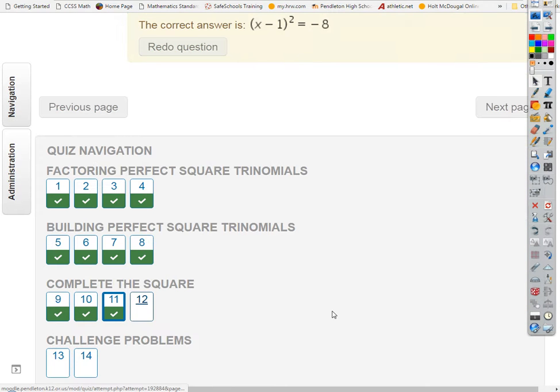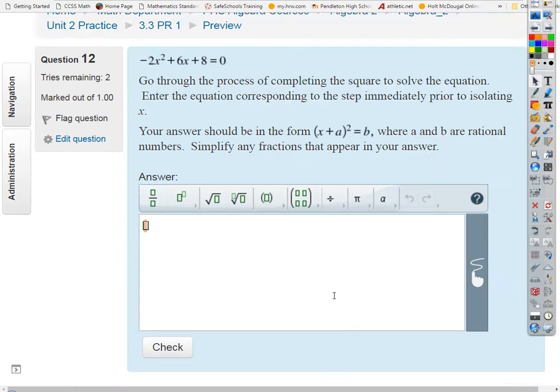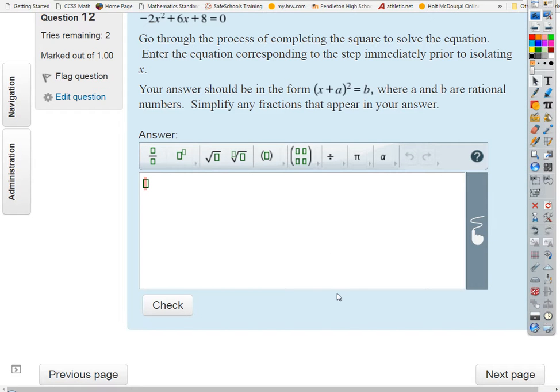Okay, and then finally here. So same kind of process. So I start off with negative 2x squared plus 6x. I'll go ahead and subtract the 8 to the other side. And then what if I just divide each side through by negative 2? What's that going to give me?